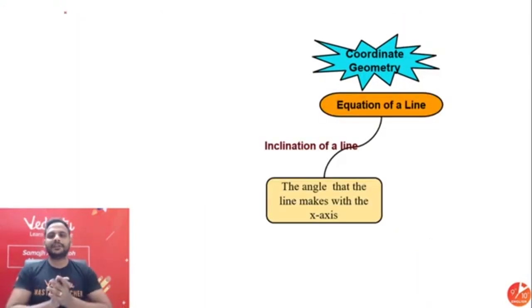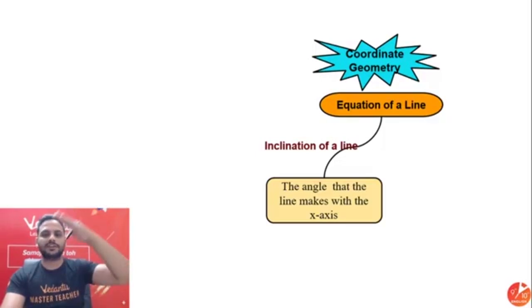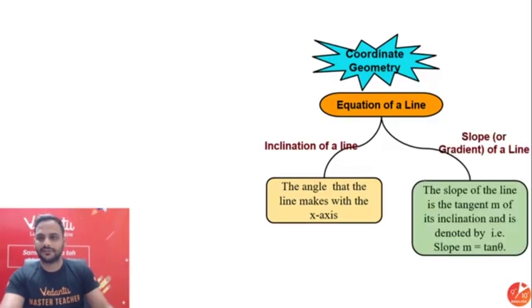After that, the next thing is your equations of a line. In equations of a line, one important thing is your slope, the inclination of a line. The angle that the line makes with the x-axis is called the inclination. Slope is tan theta of it. Inclination means the angle at which the line is inclined on the x-axis, and the slope or the gradient of the line is tan theta, whatever is the theta.